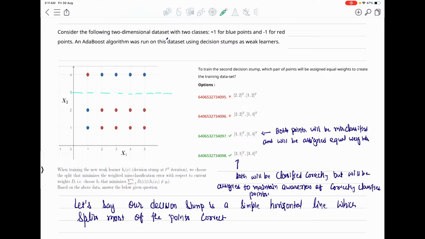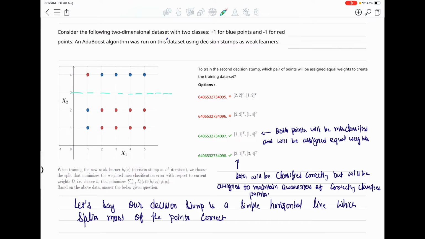And the question is to train the second decision stump. Okay, it's not asking about the first decision stump, it's asking about the second decision stump. Which pair of points will be assigned equal weights to create the training data set? So basically we have to create the training data set, and for that, which weights need to be assigned. So these are the weights given. Let's look at the data set first. These are all red points, there is one red point here, and these are all blue points.